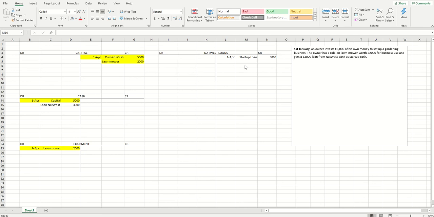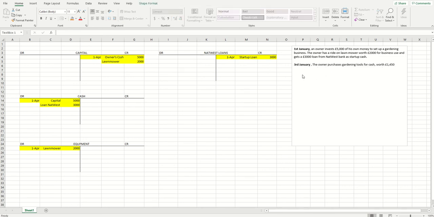So the loan is a liability for the business. In other words, that's money that the business owes. The amount's £3,000 and it has its own ledger, NatWest loans. We've now recorded all of the transactions on both sides of the ledgers, and therefore that transaction has been recorded successfully. Now, if we were to do our trial balance at this point, we'd find that it balances nicely because every single transaction has been recorded once on the credit side and once on the debit side.